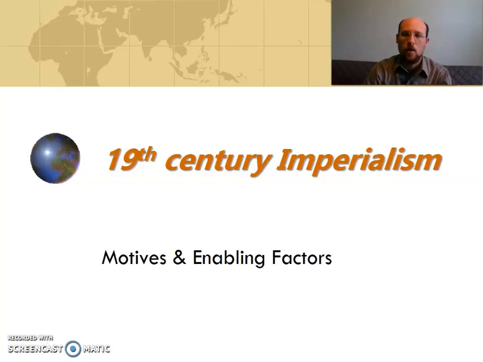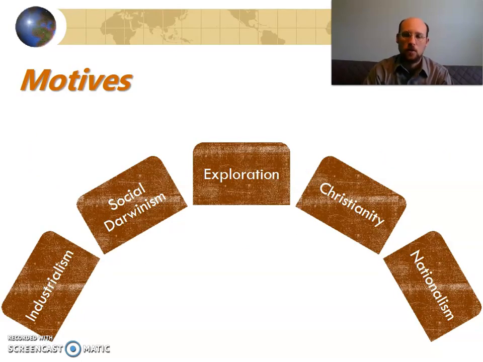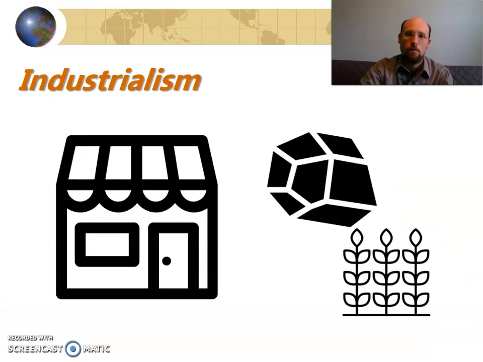And first we want to look at motives for imperialism and some of the factors that enable powers to build these empires. So the motives that we'll talk about, I've got displayed here. You can see the 19th century imperialism rooted in the rise of industrialization and industrialism from the Industrial Revolution, in a new philosophy called social Darwinism, in a desire to explore and an effort to spread Christianity, and in the newfound nationalism which we saw in the prior century and in the 19th century itself.